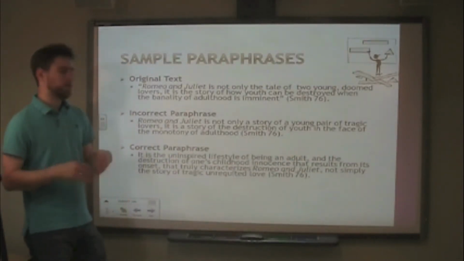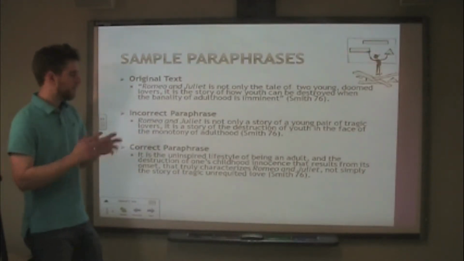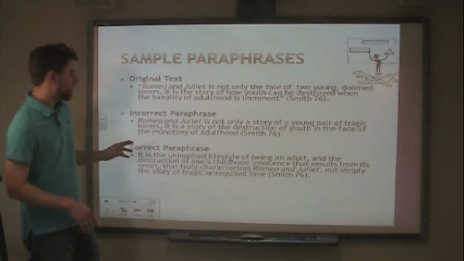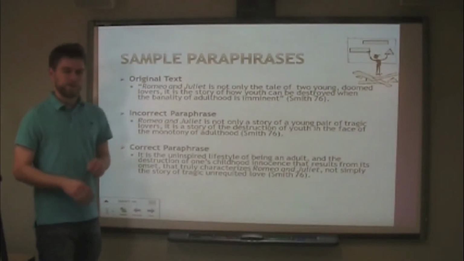This is an example of a correct paraphrase. This is not the only way it could have been done. This is just one way. It is the uninspired lifestyle of being an adult and the destruction of one's childhood innocence that results from its onset that truly characterizes Romeo and Juliet, not simply the story of tragic, unrequited love.